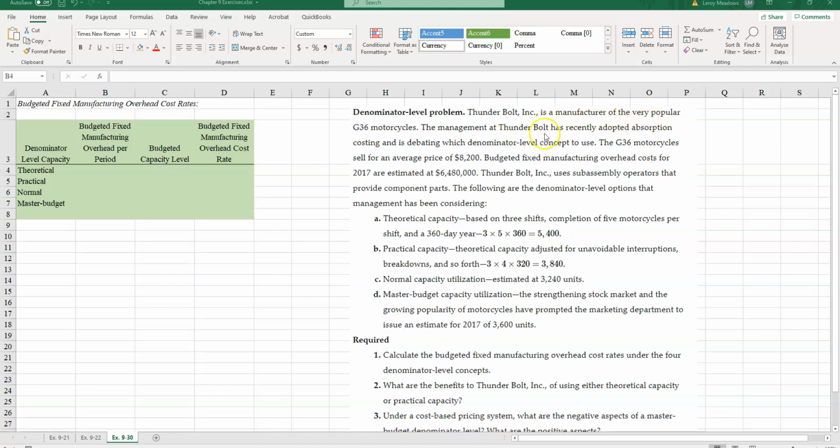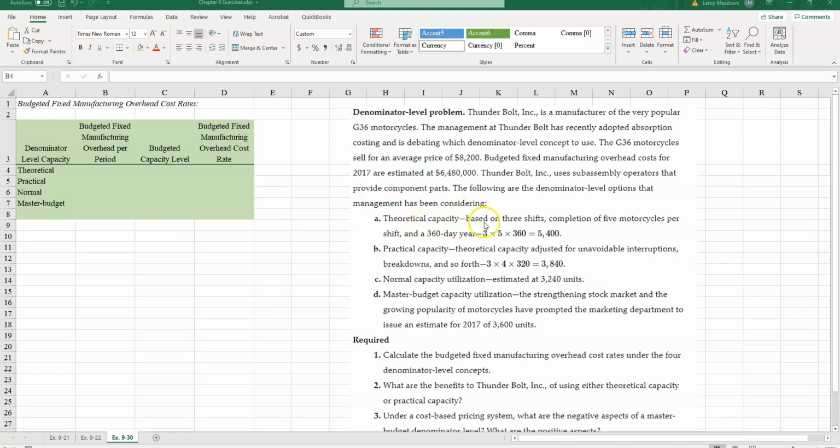Thunderbolt is a manufacturer of the very popular G36 motorcycles. The management at Thunderbolt has recently adopted absorption costing and is debating which denominator level concept to use. The G36 motorcycles sell for an average price of $8,200. Budgeted fixed manufacturing overhead costs for 2017 are estimated at $6,480,000. Thunderbolt uses subassembly operators that provide component parts. The following are the denominator level options that management has been considering.